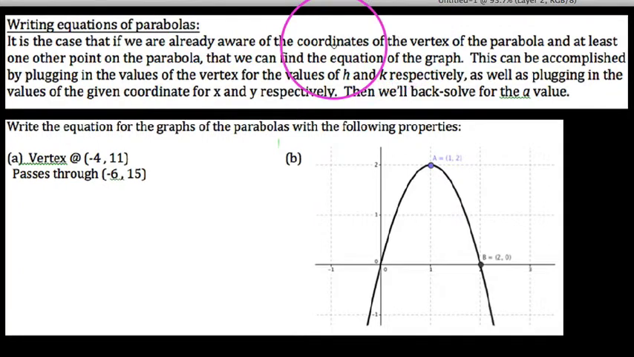Okay, so I write here, if we're already aware of the coordinates of the vertex and at least one other point on the parabola, then we can write the equation of this graph. We just need to do this by plugging in the vertex values for h and k respectively. And what I'm referring to is this.